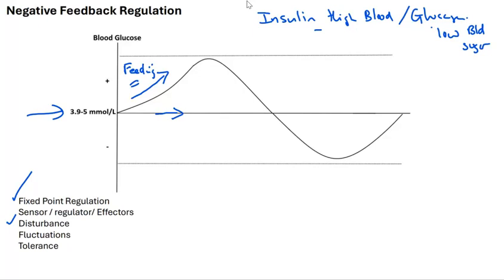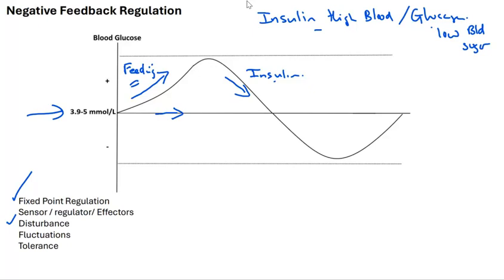Now, with this increase in blood sugar levels, the pancreas produces insulin from the beta cells of the islets of Langerhans, and the effect of insulin, as outlined in other videos in this particular playlist, is that insulin brings the blood sugar levels down back towards the fixed point.